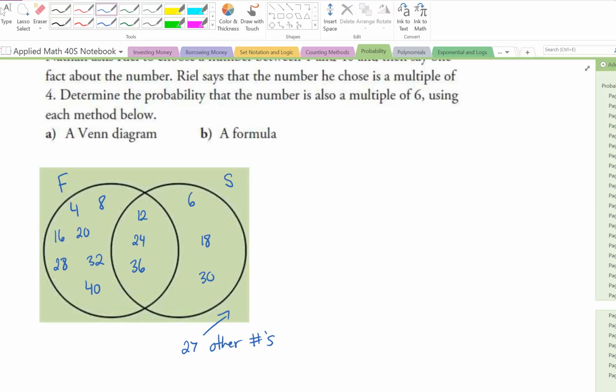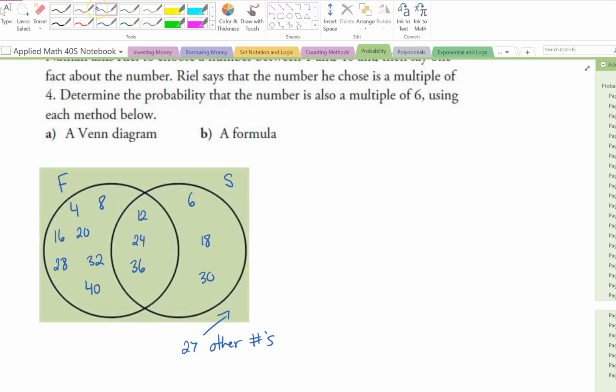Alright, so I have my multiples of 4 only. That would be in this section here. I've got my multiples of 4 and 6 here. And then I've got my multiples of 6 only here. There's 27 other numbers that I don't have room to list there, but that would be sitting out here.